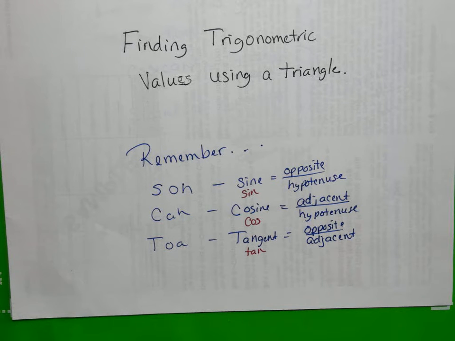Okay, in this video I'm going to show you how to find trig values using a triangle. So we start off with, remember, SOHCAHTOA, where the sine is the opposite over the hypotenuse, the cosine is adjacent over hypotenuse, and tangent is opposite over adjacent. The red ones just show you the shortened version of them.